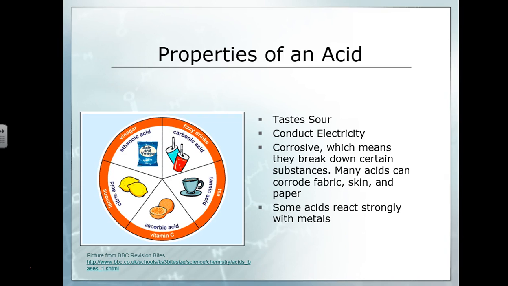So here are some of the properties. If you were able to taste an acid, which not all acids do you want to taste, they would taste sour. They conduct electricity, much like a metal. They're corrosive, so they break down things. They can corrode fabric. They can also cause problems if you get them on your skin. They can act to break down your skin and things like paper. They also react strongly with metals like copper or iron or another metal like tungsten.